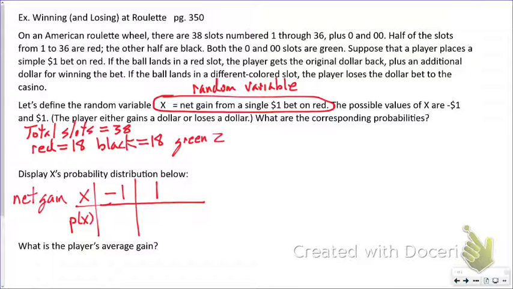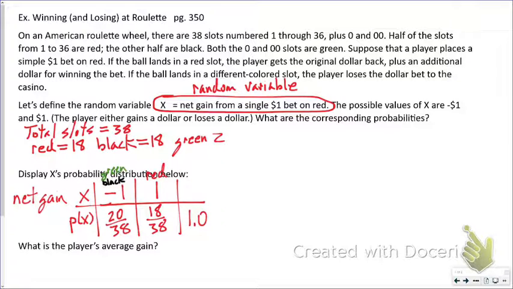The -1 is any time the ball falls on black or green. The +1 is any time it falls on red. So use those totals that we wrote above, and that can be your probability. So green or black would be 20 out of 38, and red would be 18 out of 38, and naturally, to check your work, those add up to 1.0.